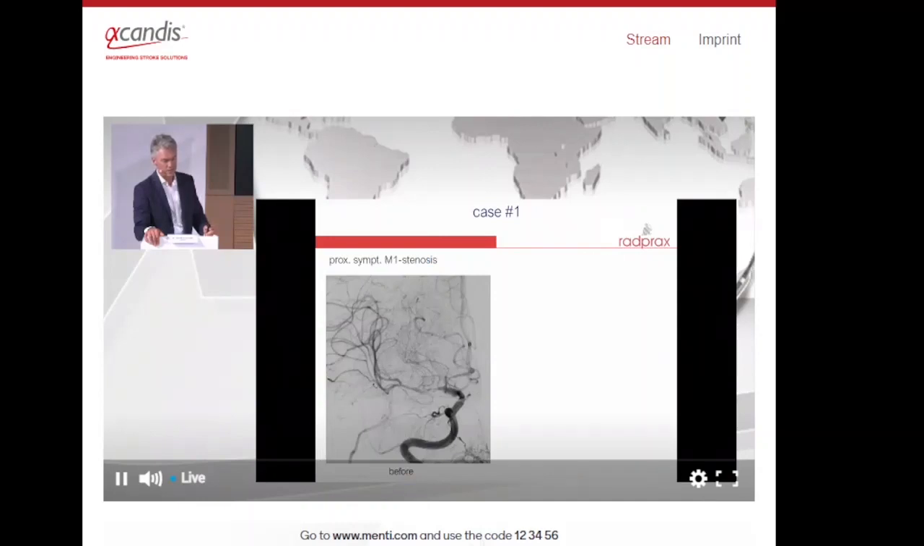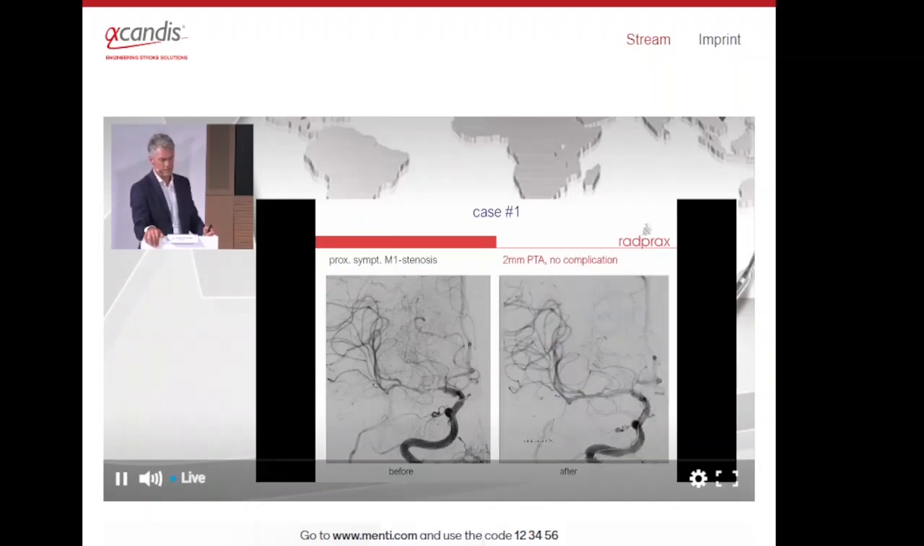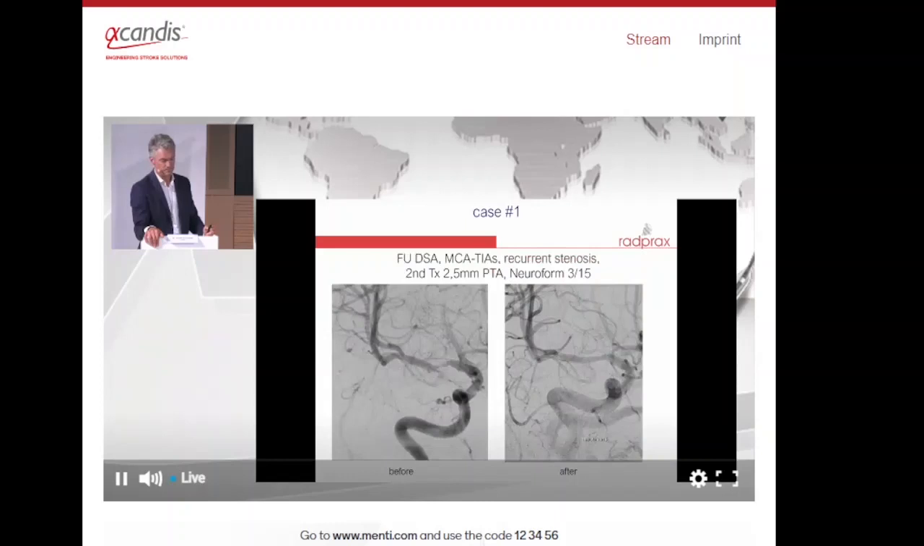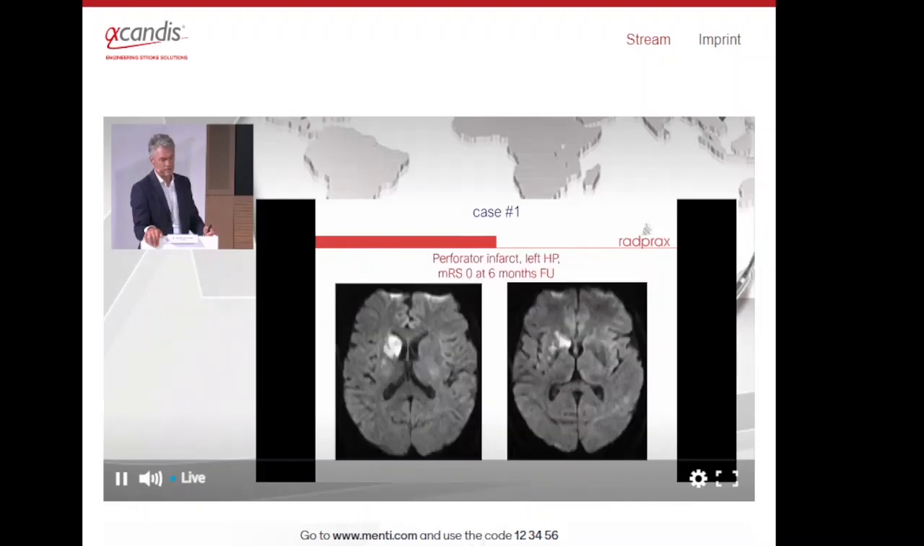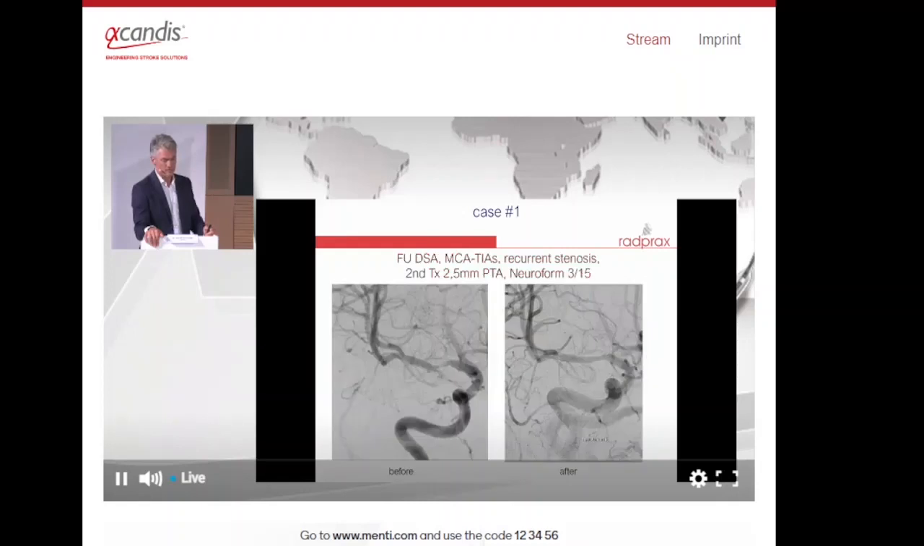And so I'll just go through some examples of perforator occlusions, symptomatic and asymptomatic. This is a proximal symptomatic M1 stenosis before treatment, and this is after 2 millimeter PTA. And this is after stenting with a Neuroform stent. Very nice angiographic result. And this is the MR post-interventional. Luckily, this patient recovered very well from this basal ganglia infarct with mRS 0 at 6-month follow-up, but still it's quite a huge infarct that was probably caused by one of these small perforators that we can hardly distinguish here.